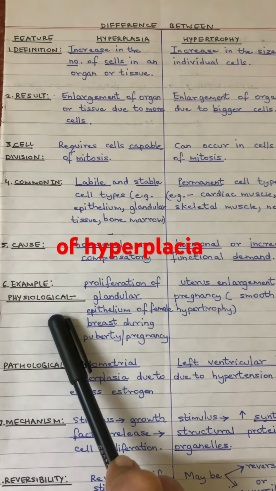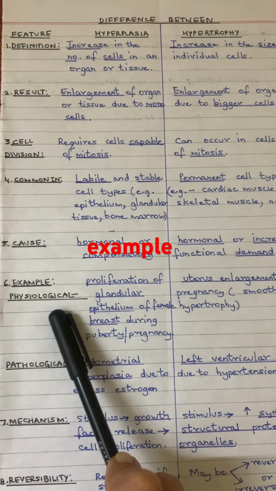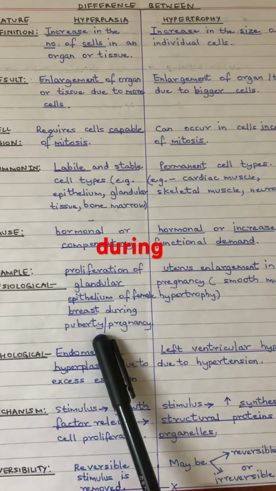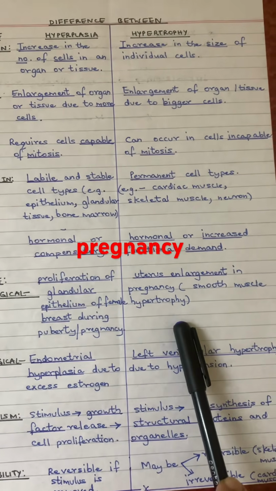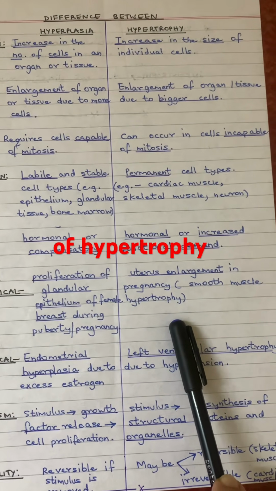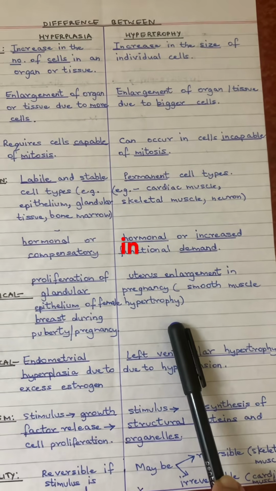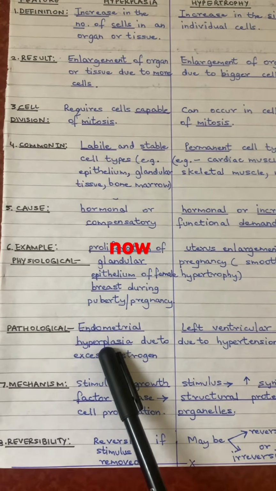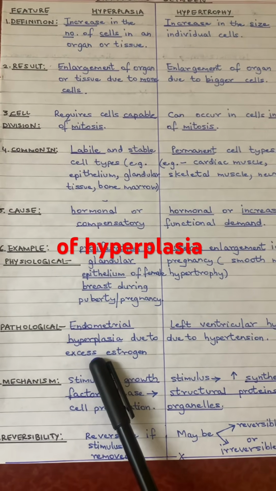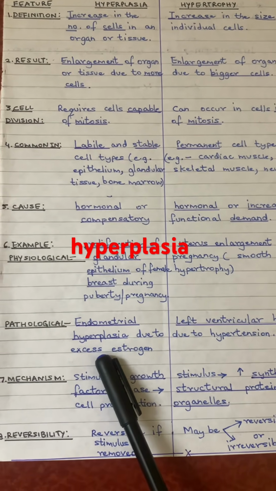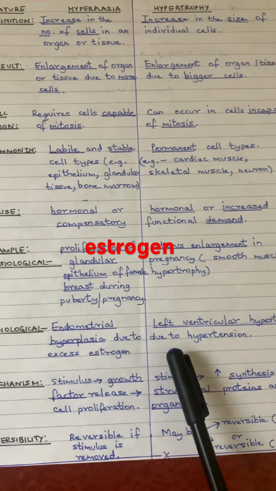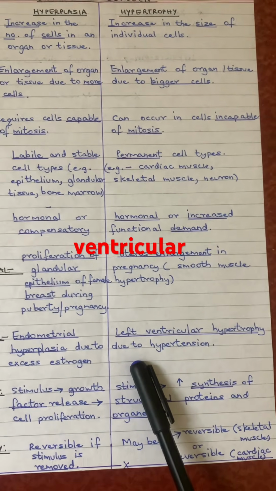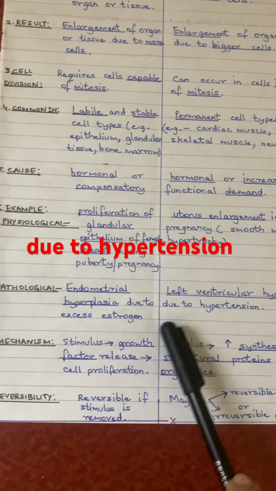Example of hyperplasia. Physiological example, proliferation of glandular epithelium of female breast during puberty and pregnancy. Physiological example of hypertrophy is uterus enlargement in pregnancy, that is smooth muscle hypertrophy. Now, the pathological example of hyperplasia is endometrial hyperplasia due to excess estrogen, and the pathological example of hypertrophy is left ventricular hypertrophy due to hypertension.